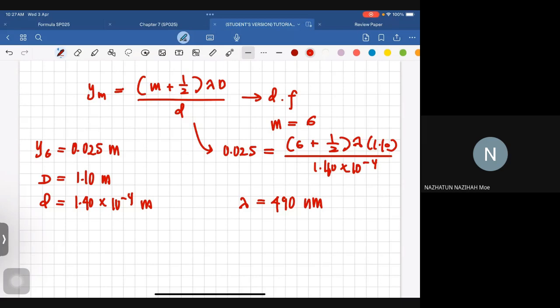Ada soalan? Soalan dia simple. The problem is, usually students susah mau identify the order number. Kalau bright okay lah, dorang boleh ambil direct. Tapi dark fringe ni kamu kena ingat untuk -1 lah. Okay, next question.